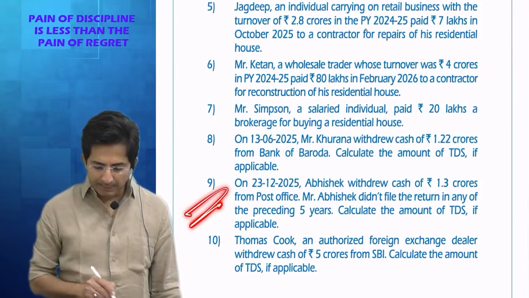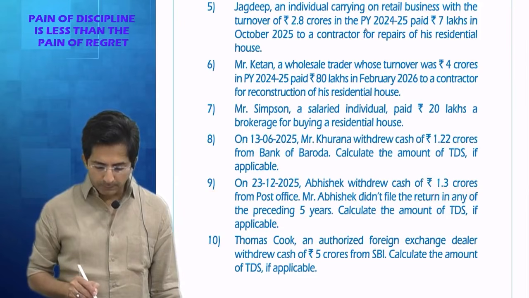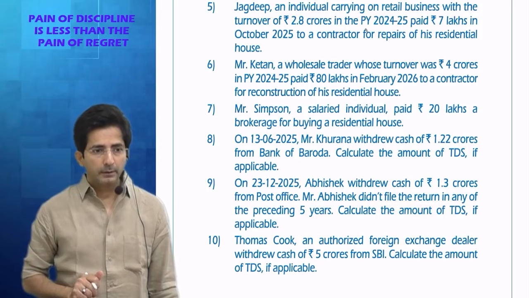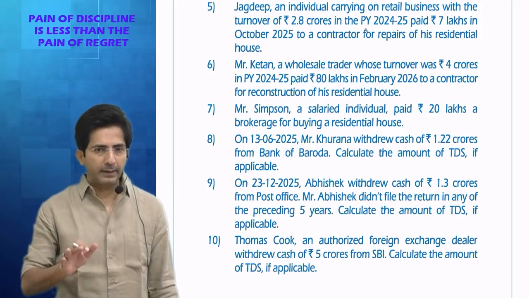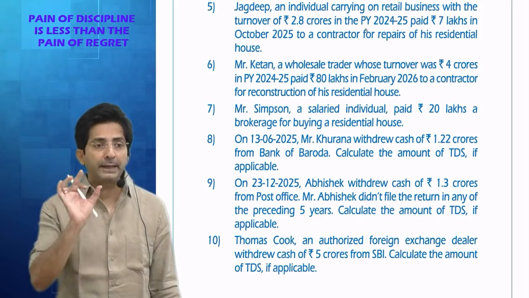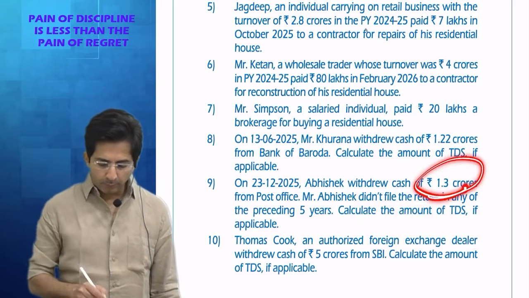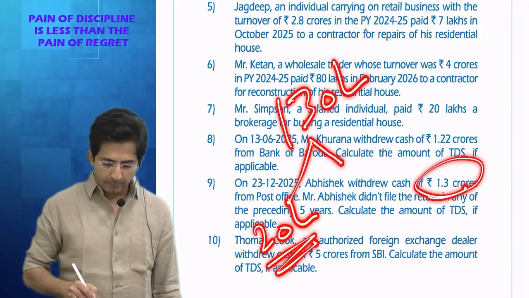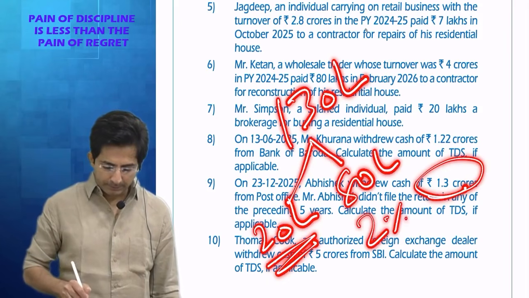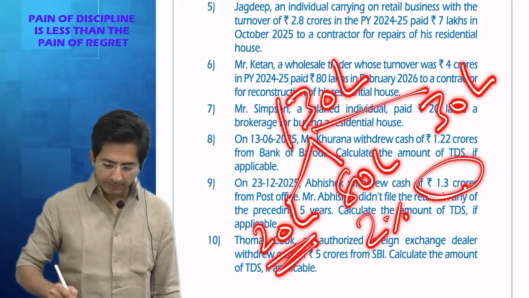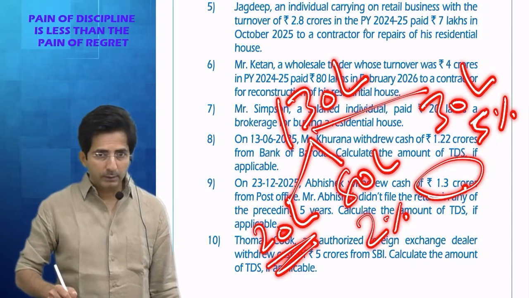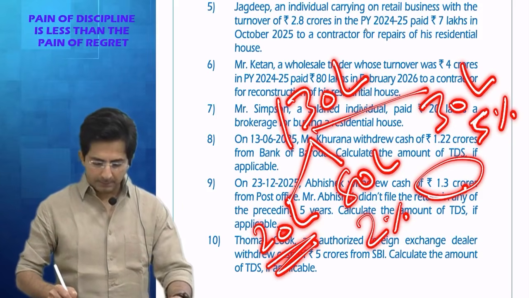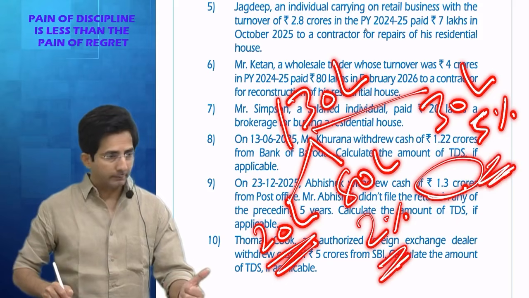Then Abhishek withdrew cash of 1.3 crores from the post office and he did not file returns for the preceding 5 years. So he is a non-filer. So TDS will be attracted under 194N according to a special threshold of 20 lakhs. So here, out of 130 lakhs, up to 20 lakhs TDS will not apply. And for the next 80 lakhs it will be 2%. And for the balance 30 lakhs it will be 5% TDS. These were the three categories: up to 20, above 20 up to 1 crore, and above 1 crore. Percentages are 2% and 5%.